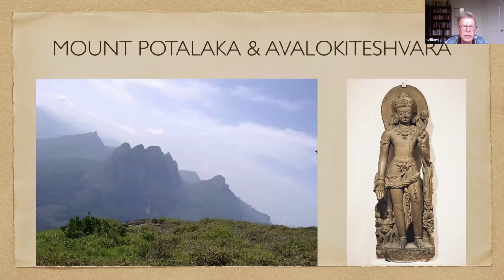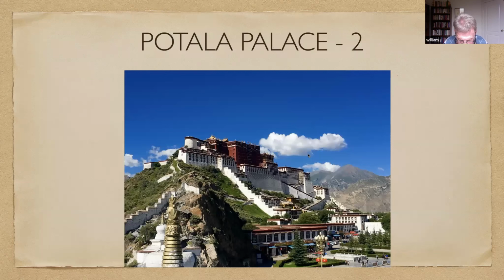It's named after Mount Potalaka. This is a mythical mountain, and this is believed to be the home of the Bodhisattva Avalokiteshvara, who is the famous Bodhisattva of compassion. Female form is Kuan Yin. It was built starting in 1645 by the 5th Dalai Lama, and it sits atop what is known as Red Hill.